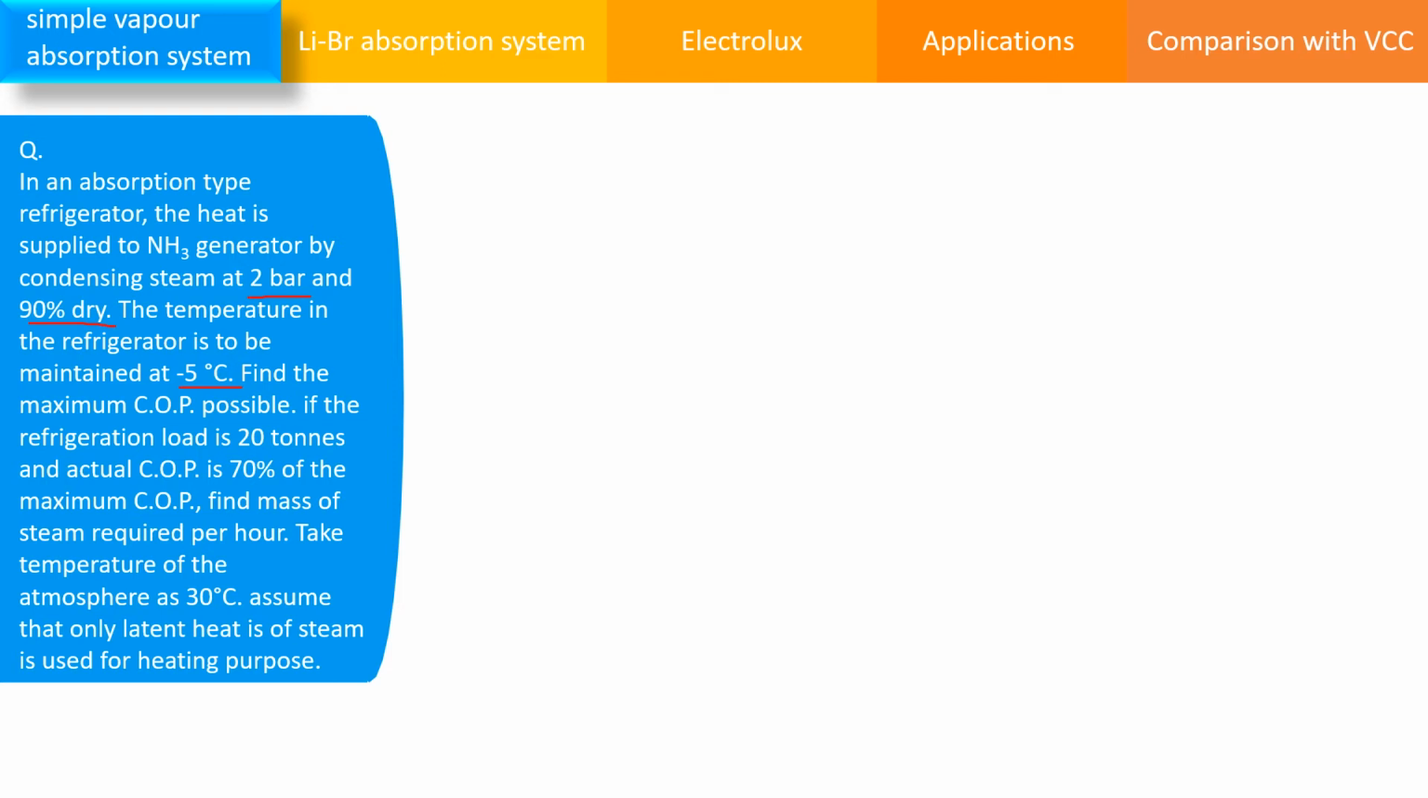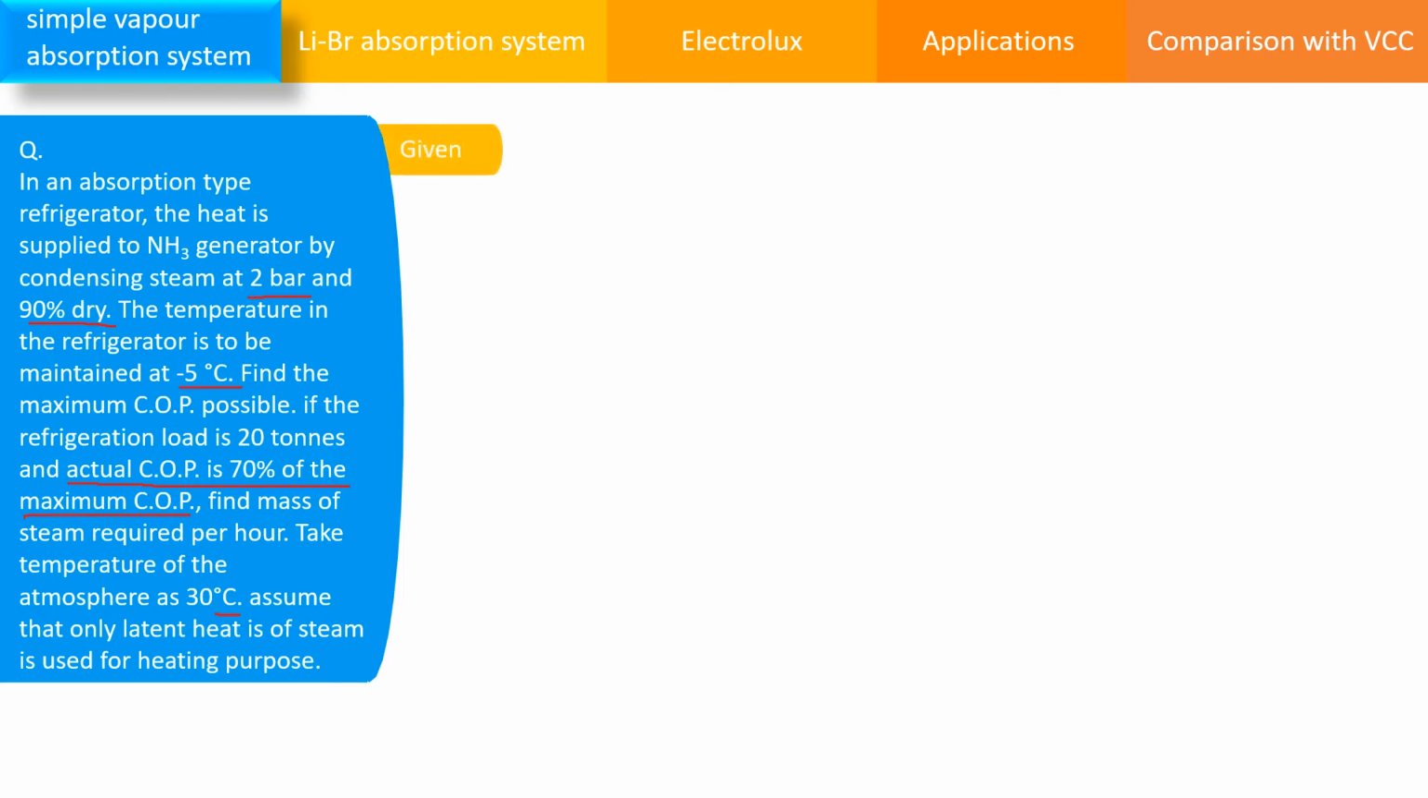Formula we have just covered. If the refrigeration load is 20 tons and actual COP is 70% of the maximum COP, find the mass of steam required per hour. Take the temperature of the atmosphere as 30 degrees Celsius and assume that only the latent heat of steam is used for heating purposes. So whatever the latent heat of steam is at that pressure and temperature, that will be considered as the heating part of the system. And here it is given that the actual COP is 70% of the maximum COP.